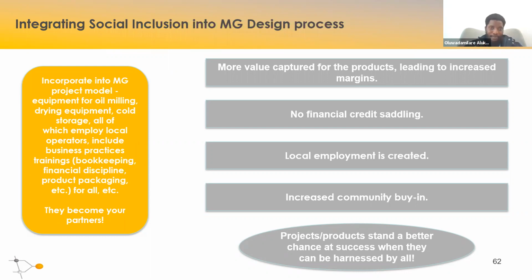You capture more value for their products. For them, they get increased margins. You don't saddle them with financial credits. You're employing them in the process, and just increase community buying because they all want to actually make that succeed because it's working. Overall, you see that with these processes, your product stands a better chance at success because it can actually be finessed by all identities.